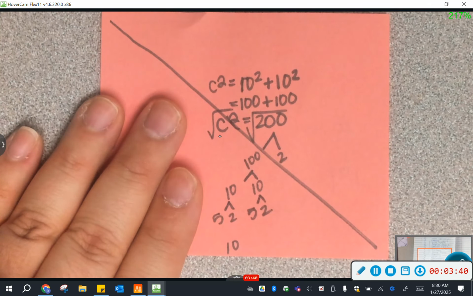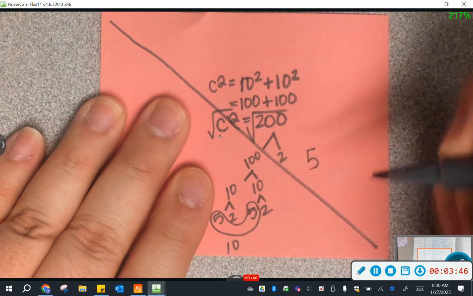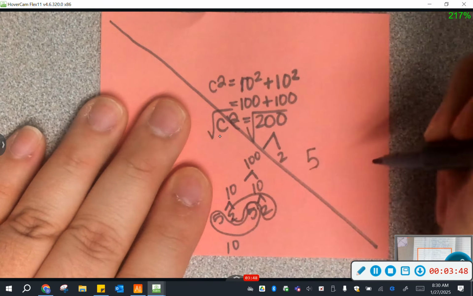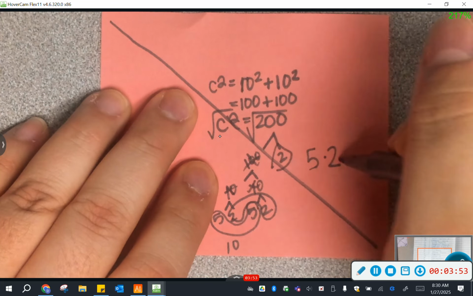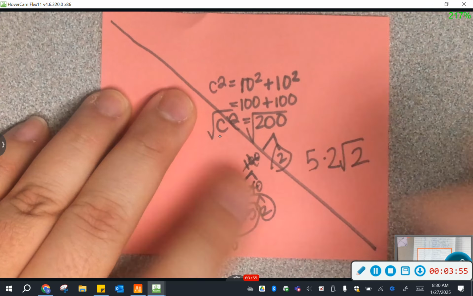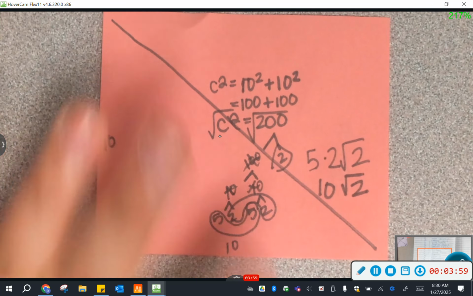5 and 2. Do y'all agree? And again, pairs go on the outside, but I have 2 pairs here. 5 times 2. And who's all by themselves? 2. So what is 5 times 2? So what do I get as my answer here? 10 square root of 2.